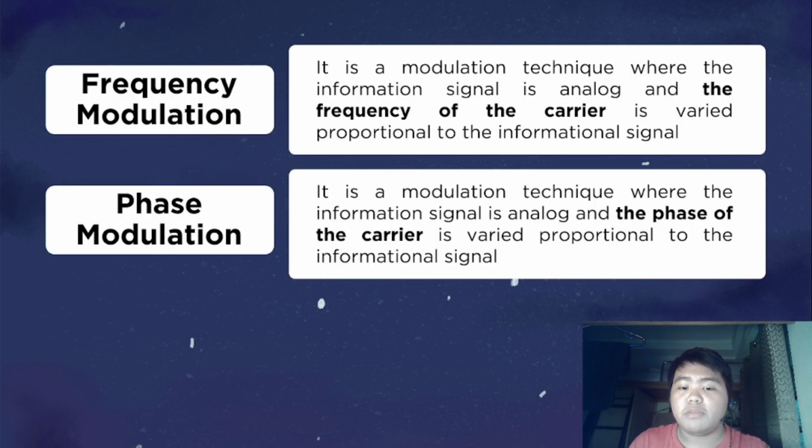So the difference between the two types of angle modulation is the reference point that is varied proportional to the information signal, where FM usually varies its frequency while PM varies its phase angle. In addition to that, PM is like an FM but its phase shift is 90 degrees.